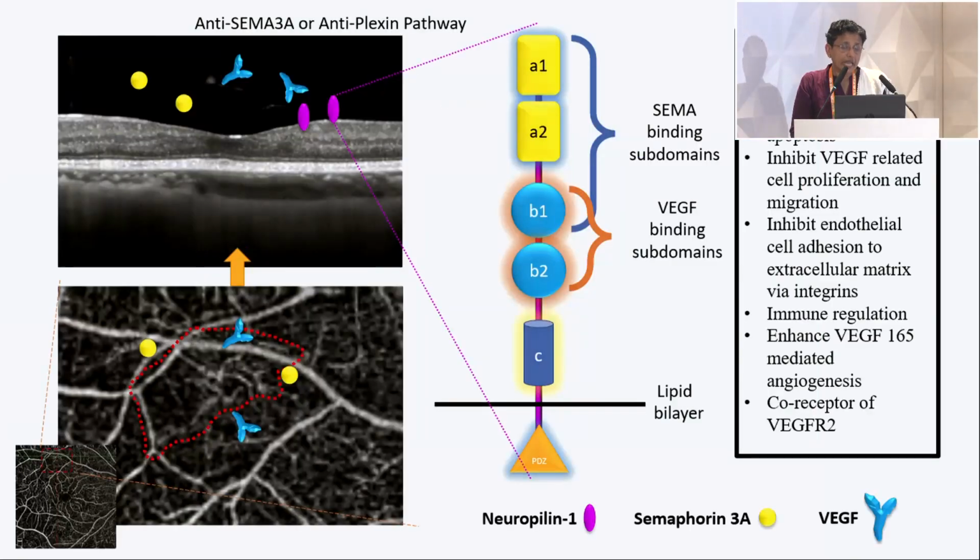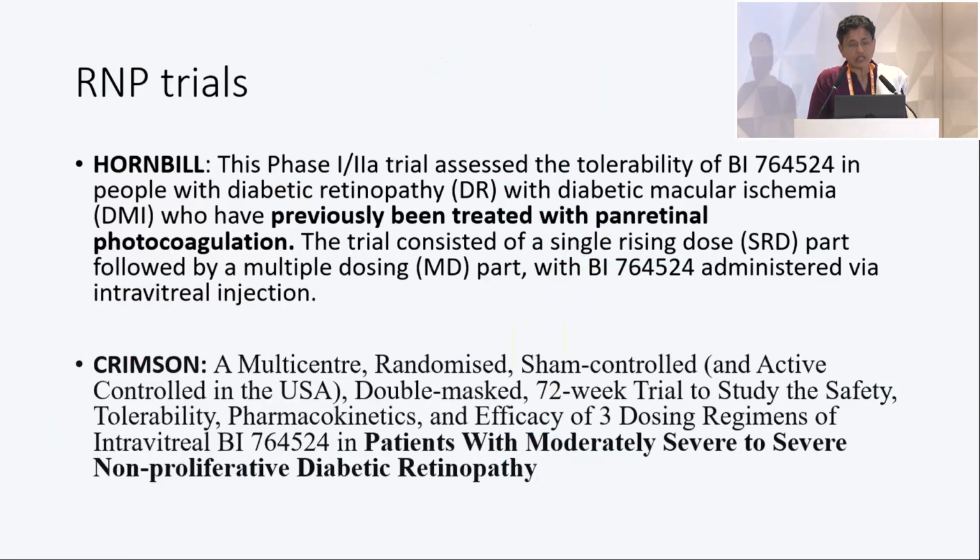So this is the anti-SEMA3A pathway that is being experimented now with Boehringer Ingelheim, looking at whether this axonal guidance molecule, which inhibits endothelial cell addition, can grow into areas of capillary non-perfusion to try and reperfuse that area. That is the fundamental mechanism of action.